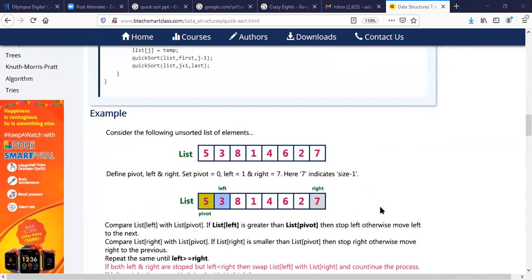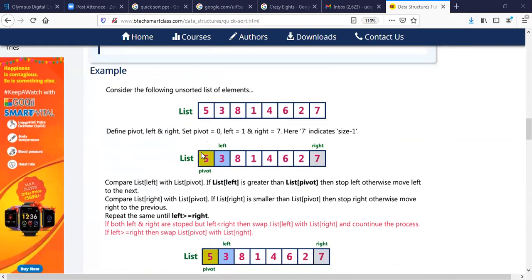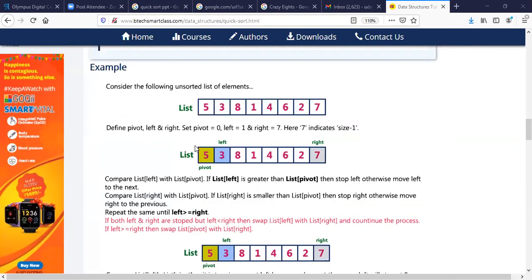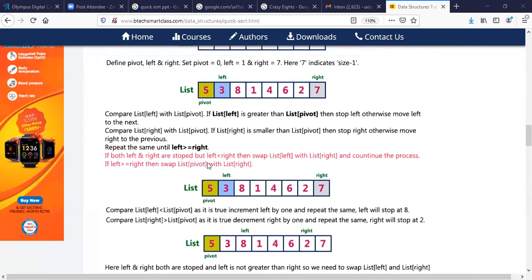They are giving some example, some list. They have given a list. The elements are 5, 3, 8, 1, 4, 6, 2, 7. Okay? They are storing the elements in an array. I already said there are 3 things which pave the way for selecting your pivot element. Accordingly, here they have taken the first element as the pivot element.